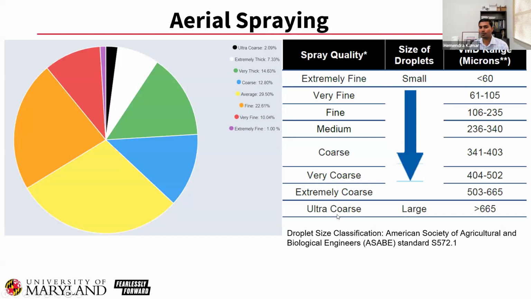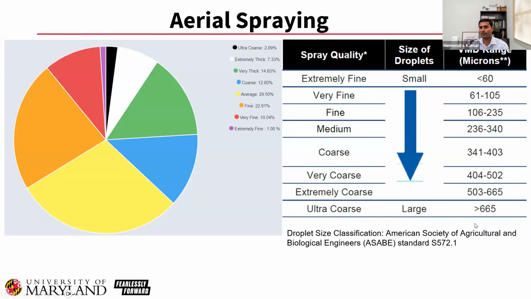If you go to the ultra coarse, that is the larger drops, greater than 665 micron. These are the ASABE, American Society of Agricultural and Biological Engineers, standards. Most of the research and most of the drone companies are using these standards. They might change the names a little bit. For example, medium, they call it average. So these are the categories.